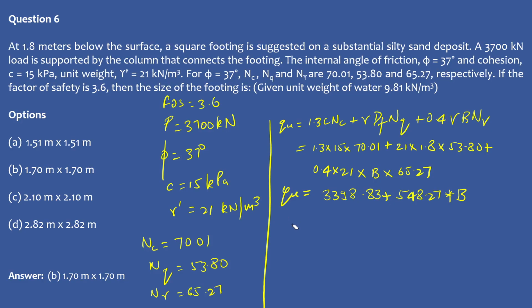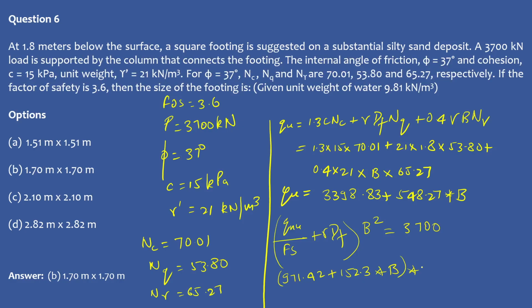So if we solve this, this will come out as qnu by factor of safety plus gamma Df into B square is equal to 3700, right? So you are having 971.42 plus 152.3 into B square is equal to 3700. So now you need to calculate how much B is. So B will come out as 1.500. So B value is 1.500.